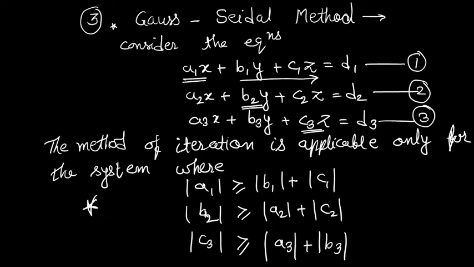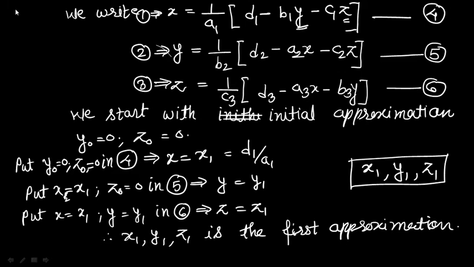That means if the equations are given, the first step is to rearrange the equations according to this condition. Here, if we observe, a1 is the first diagonal element, b2 is the second diagonal element, and c3 is the third diagonal element. That means we reduce these equations to a diagonal-dominant matrix. Now from equation 1 we find the value of x, from the second equation the value of y, and from the third equation the value of z.